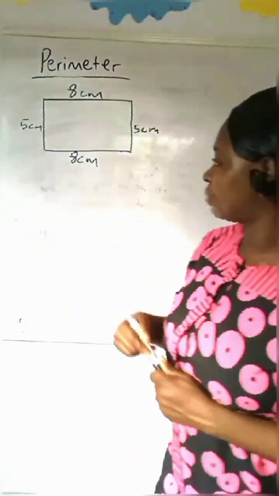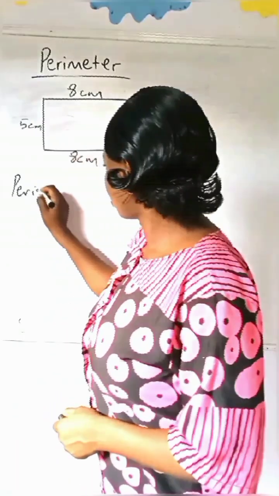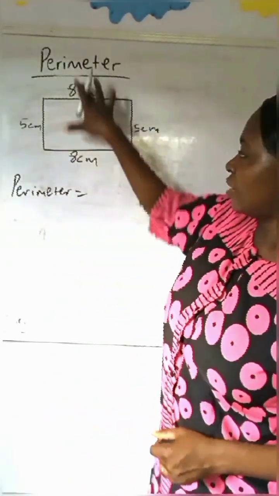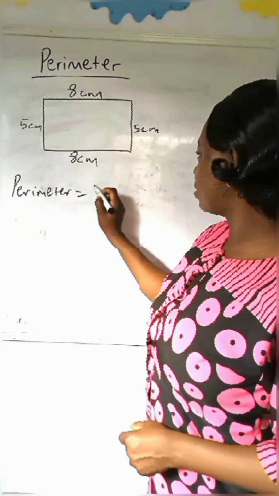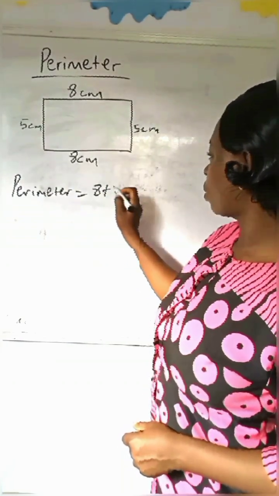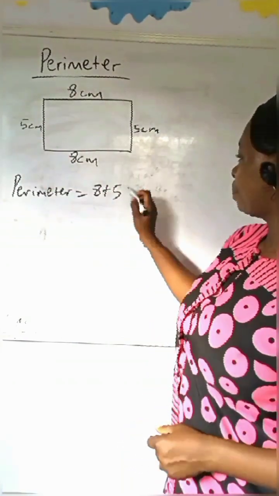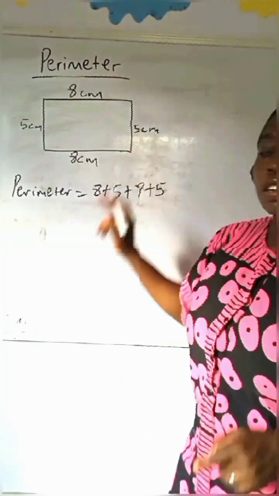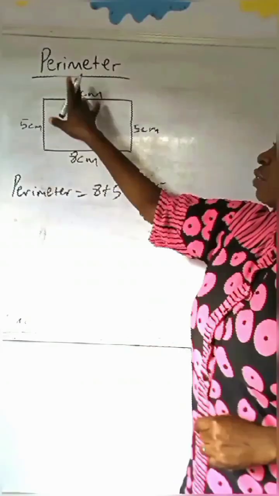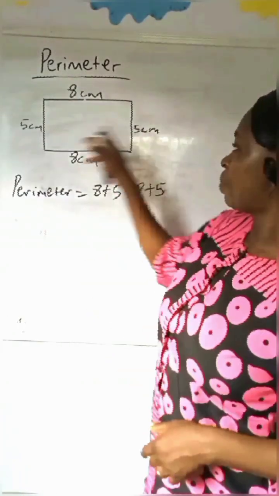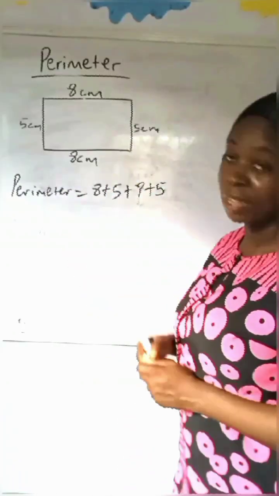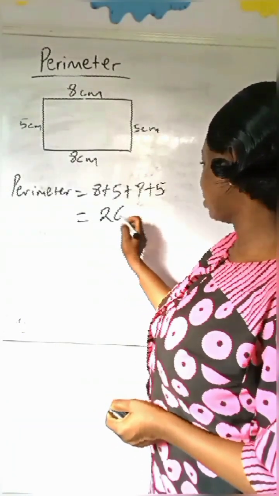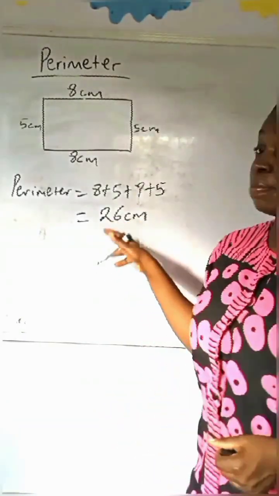So let us add. Its perimeter is equal to 8 plus 5 plus 8 plus 5. So I'll add it. 8 plus 8 is what? 16. 5 plus 5 is 10. So 10 plus 16 will give you what? 26. So our perimeter is 26 centimeter.